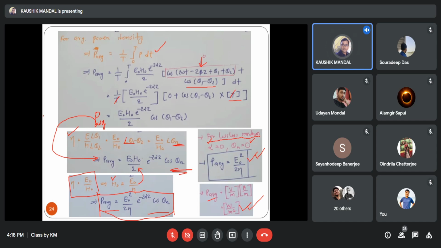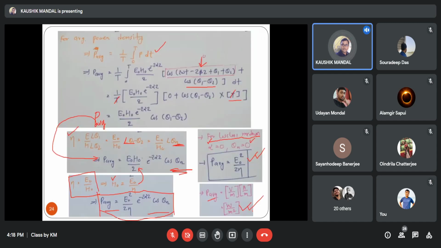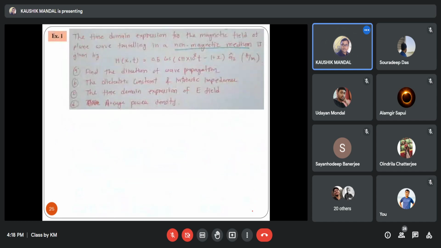It is basically E0 into H0. E0 is volt per meter. What is the unit of H? H is ampere per meter, so it becomes watt per meter square. Is there any doubt? No, sir. Okay, then we will consider some problem associated with this particular point.